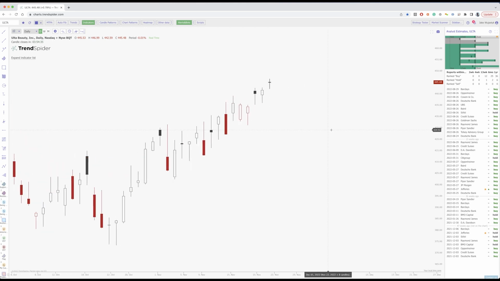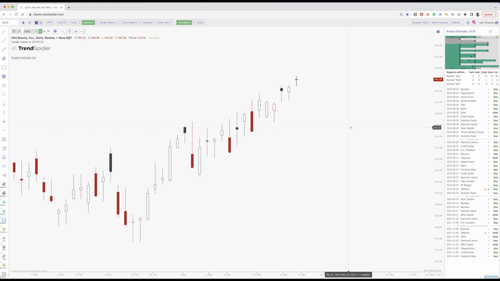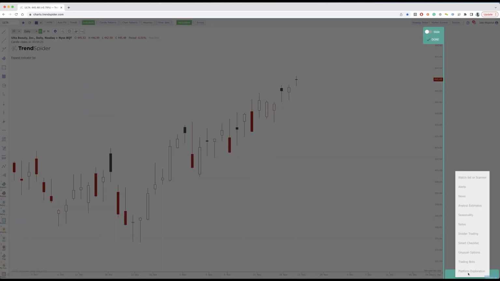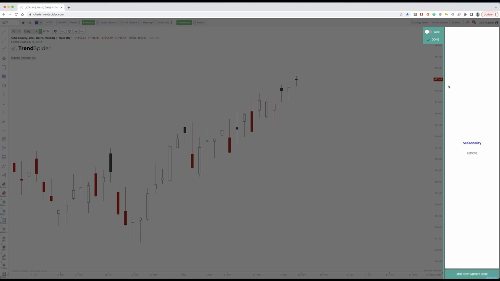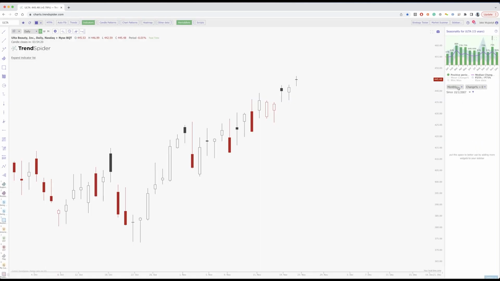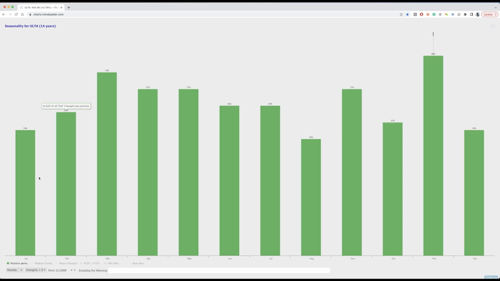So this is something that really can give you more insight into what Wall Street is looking at and how they're viewing the stock that you're trading. The next thing that you can utilize is the seasonality. So you can go in and you can see, okay, since pretty much the bottom in 2009, how has Ulta performed over each month?